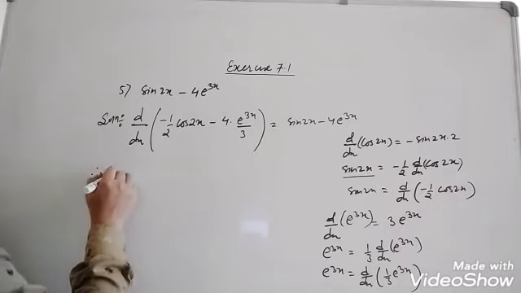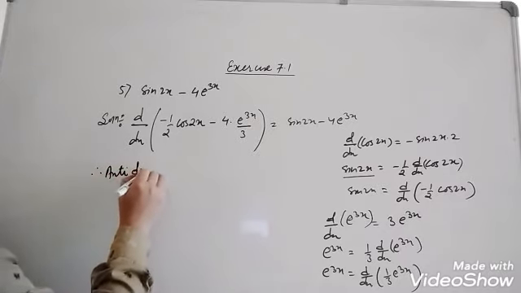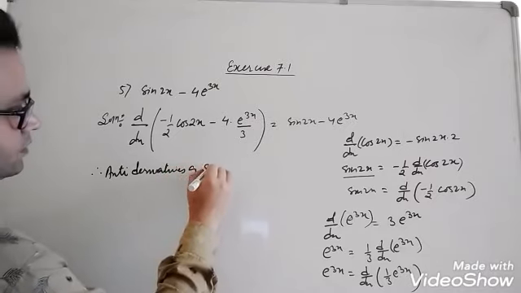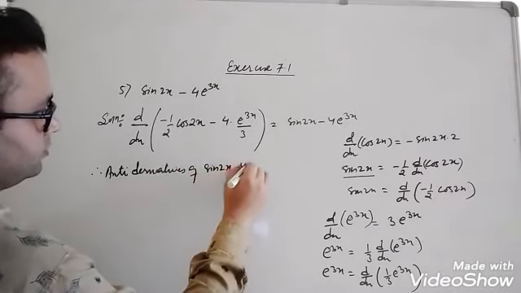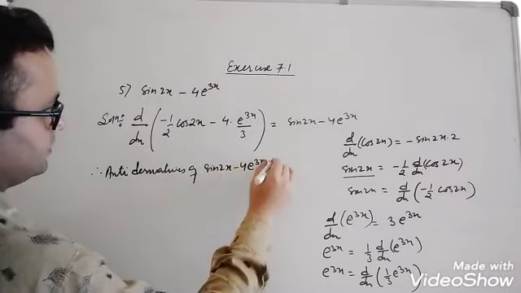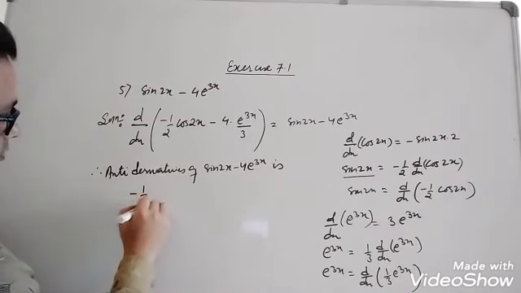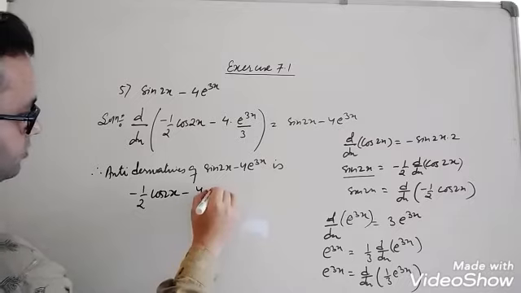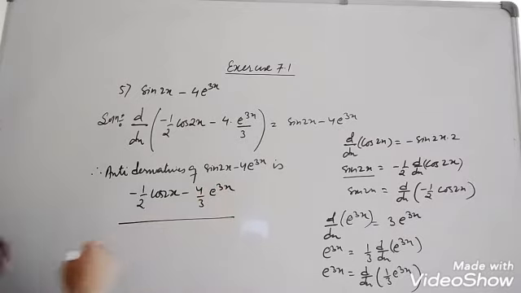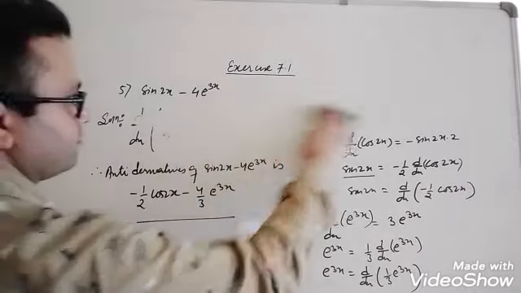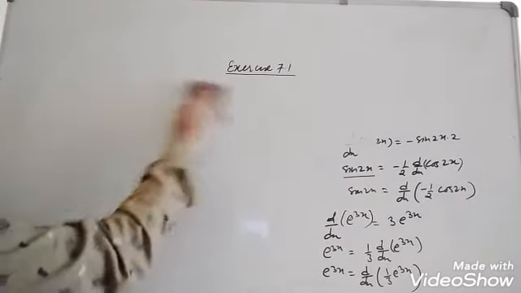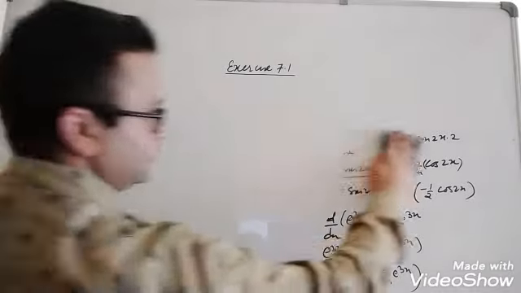Therefore the antiderivatives of sin 2x minus 4 e to the power 3x is minus 1 by 2 cos 2x minus 4 by 3 e to the power 3x. So this is question number 5. Now question number 6. From question number 6, we have to integrate the given function.